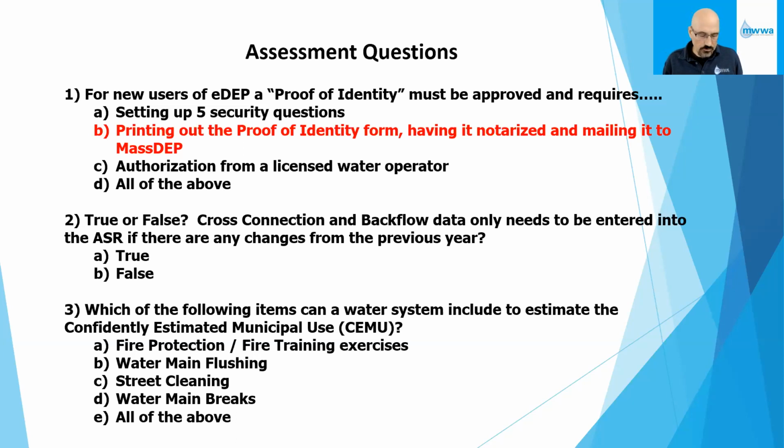Next question, true or false: cross connection and backflow data only needs to be entered into the ASR if there are any changes from the previous year. That is false. I think Tio mentioned that the cross connection section of the ASR is not pre-populated, so it's just a bunch of blank fields, and you will need to fill out that information each year.